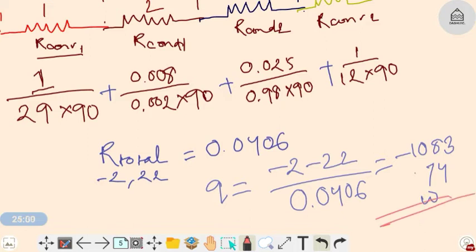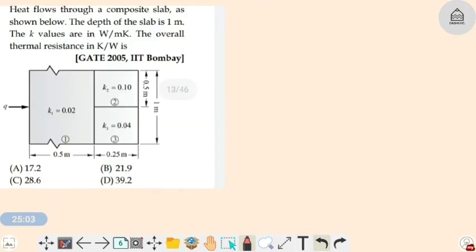Now let's move to the next question. This is a wonderful question. Heat flows through a composite slab as shown below. The depth of the slab is 1 meter. The K values are given. We have to find out the overall thermal resistance in kilowatt. So first, let us draw the network diagram.